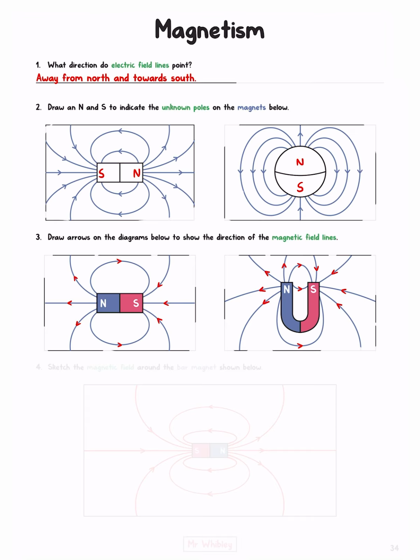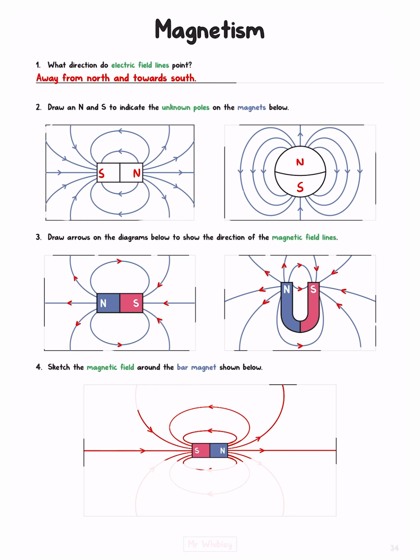Question 4. Sketch the magnetic field around the bar magnet shown below. Our field lines are going to once again point away from north and towards south, and they're going to look something like this.